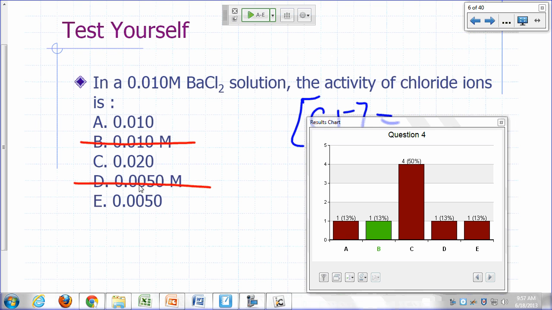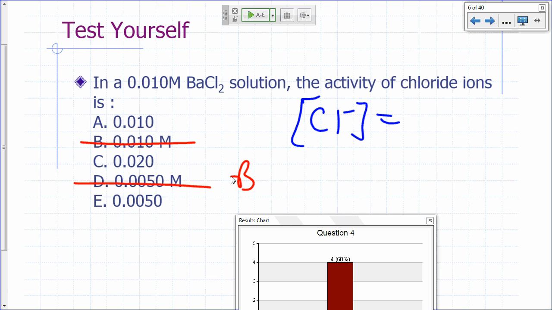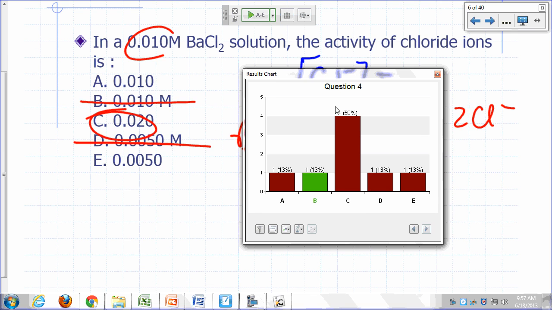Okay. What's the concentration of chloride? What happens to barium chloride in water? It breaks up into barium ions and 2 chloride ions, right? So if you have 0.01 moles of barium chloride, that's actually 0.02 moles of chloride. So 2 times 0.01 would be 0.02. Very good. Correct answer is C.